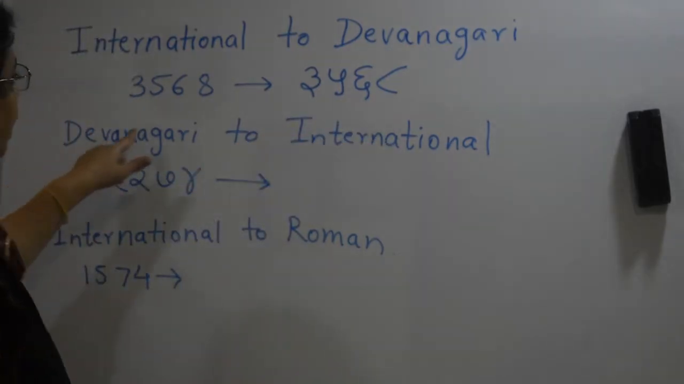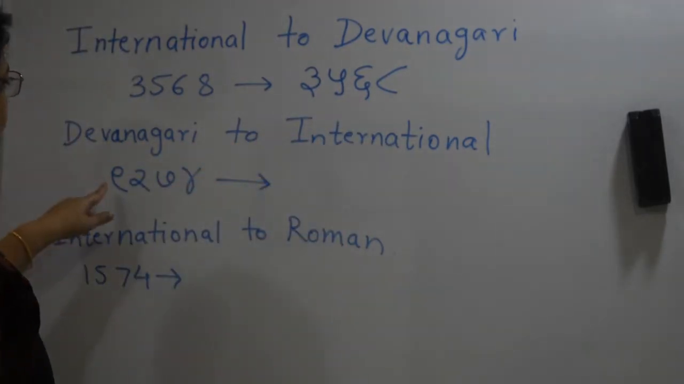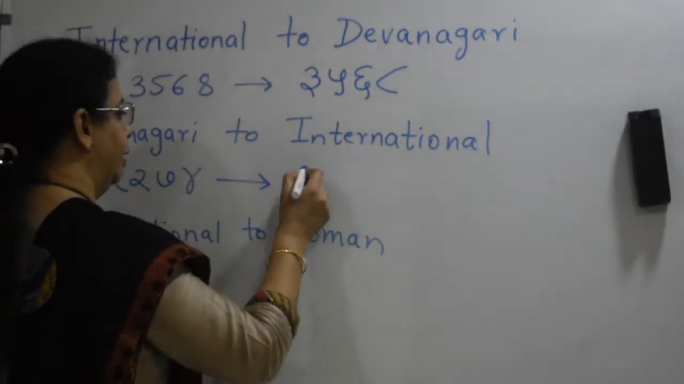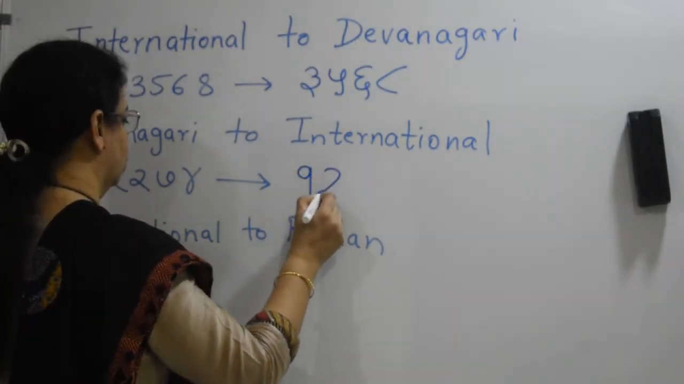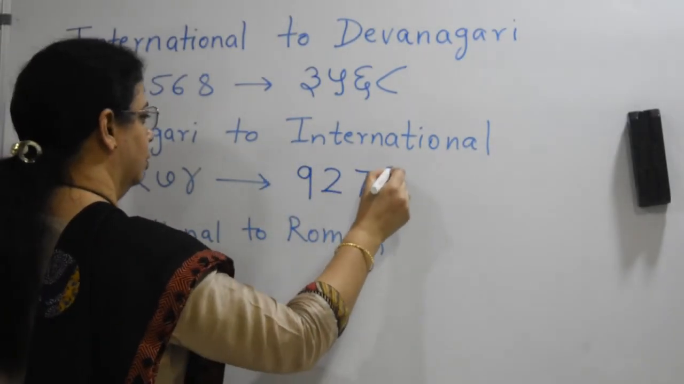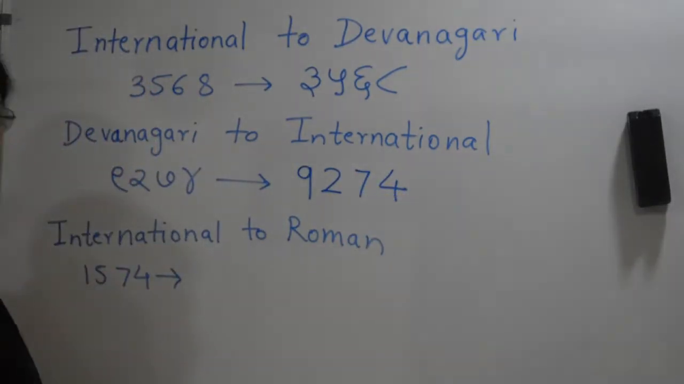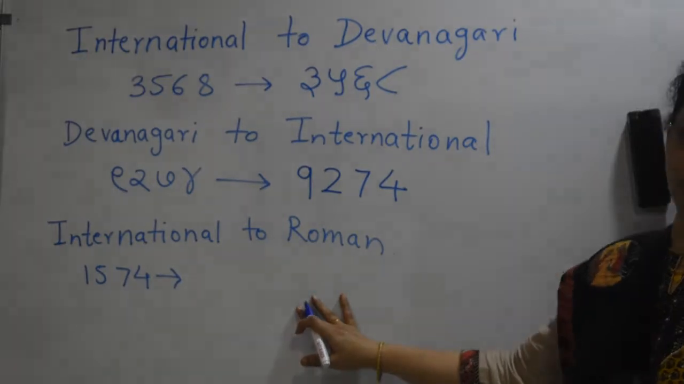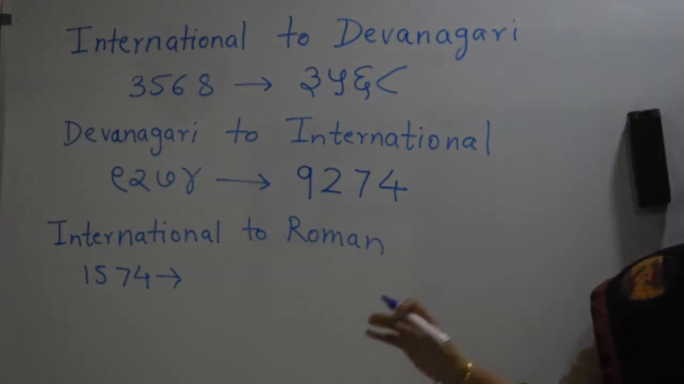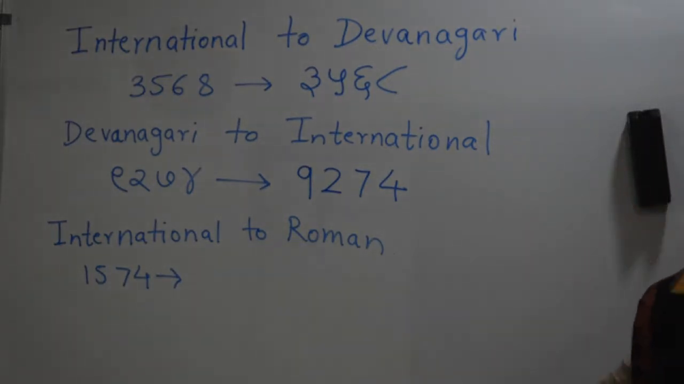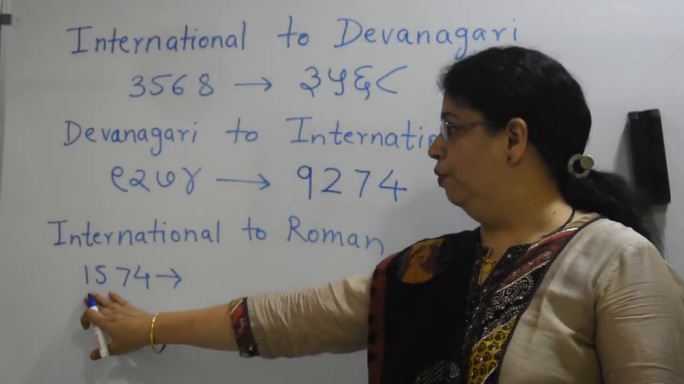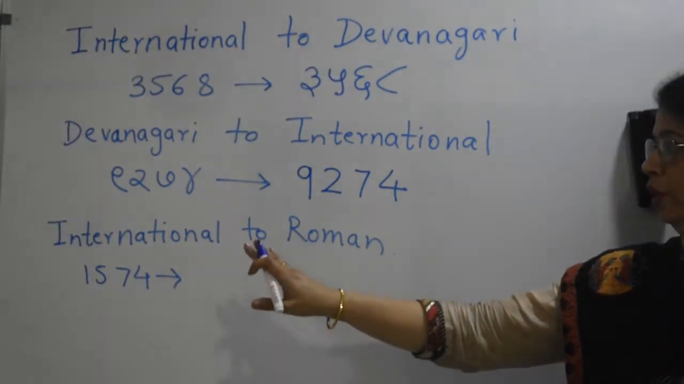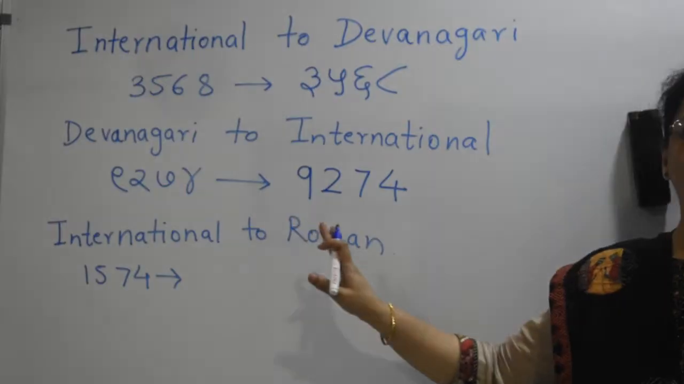Okay. Devanagari to international, again digit by digit. 9, 2, 7, 4. Okay. Now international to Roman. Here I will give you the trick. Suppose I need to convert 1574 international number to Roman.